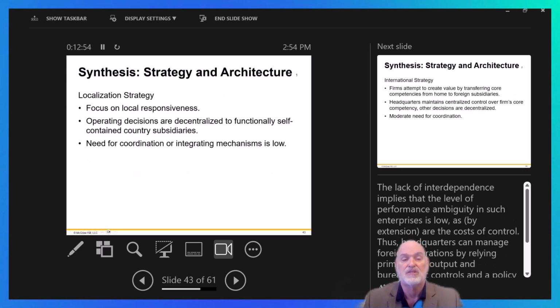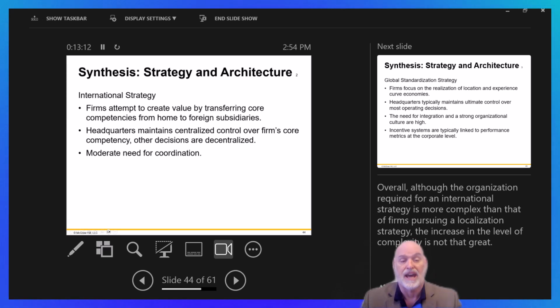In the localization strategy, for strategy and architecture under synthesis, you must focus on local responsiveness. Operating decisions are decentralized to functionally self-contained country subsidiaries. The need for coordination or integrating mechanisms is low. International strategy. Firms attempt to create value by transferring core competencies from home to foreign subsidiaries. Headquarters maintains centralized control over the firm's core competency, and other decisions are decentralized. And there's also a moderate need for coordination.